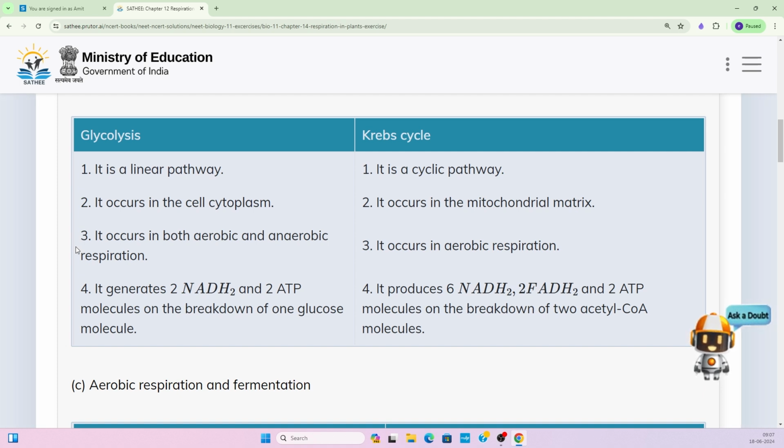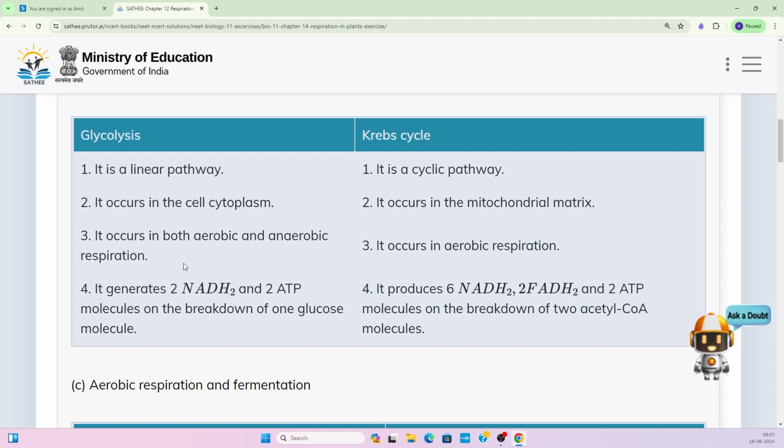Next difference: where it occurs in the cell. The glycolysis process takes place in the cytoplasm of the cell. Whereas the Krebs cycle occurs in the mitochondrial matrix. Mitochondria has its own matrix, that is the liquid substance, and the Krebs cycle takes place in this mitochondrial matrix only. So this is the major difference between glycolysis and the Krebs cycle.